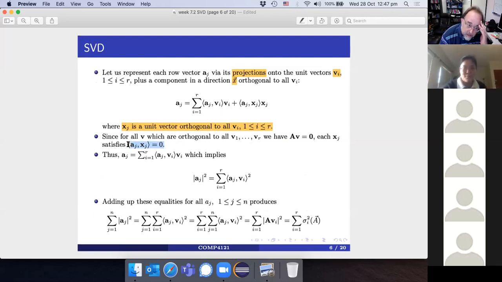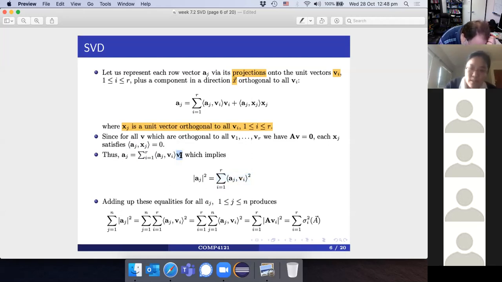All right. So if this inner product is 0, then AJ is equal to the sum of the inner products of AJ and VI times VI, right? So we get this equation. If we calculate the norm, or the length, on both sides, we will get this equation: the square of the length of AJ is equal to the sum of the squares of the inner products AJ VI.